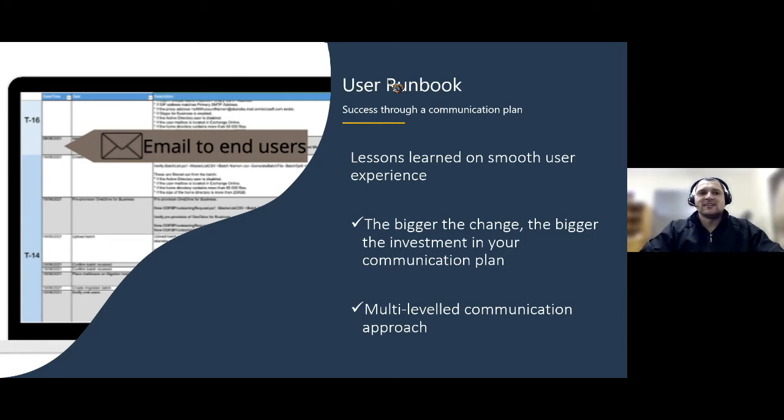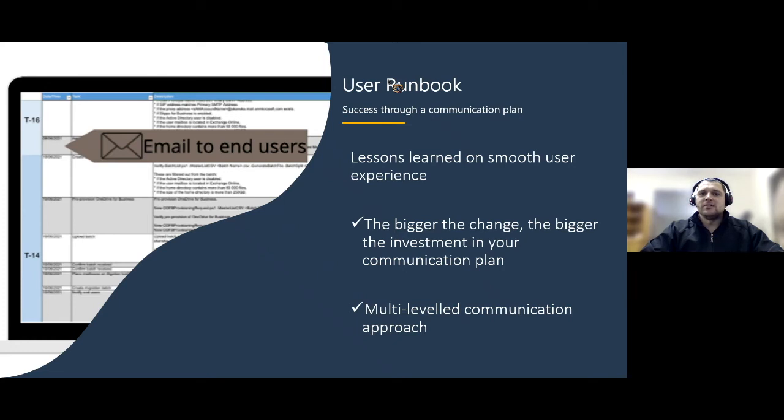So for example, at T-16, it will trigger an email-based communication to the end users with a link to an instructional video of what Exchange is and what Exchange Online is and what changes they will encounter as part of the migration. And as you progress further down the runbook, certain end user activities might be triggered at T-14. For example, they might be required to stop making changes to their home folders for a specific period of time.